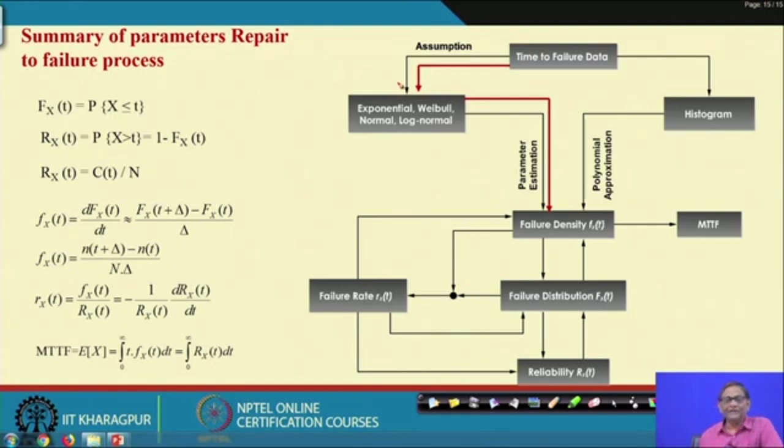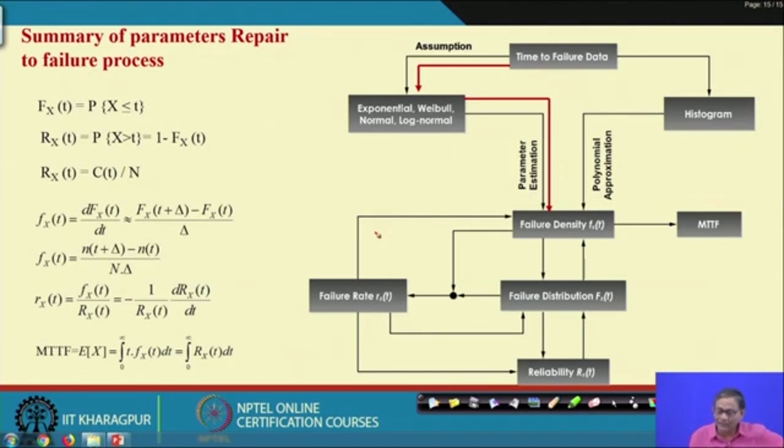For example, many electronics equipment or components like transistors and others, in their useful life, basically follow a constant failure rate, that is, a constant hazard rate. And under a constant hazard rate situation, you will find that time to failure data will follow the exponential distribution. So, when we have beforehand some a priori knowledge that the time to failure data will follow a certain distribution, then it is better to assume that the data is coming from that particular distribution, and you just test through certain means whether the exponential distribution is fitted or not.